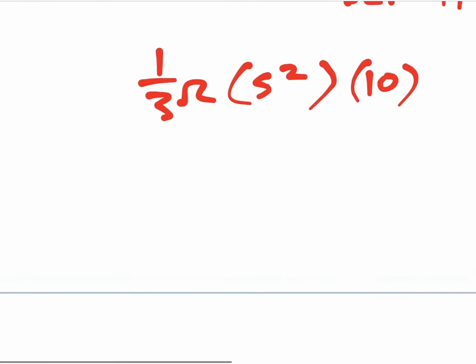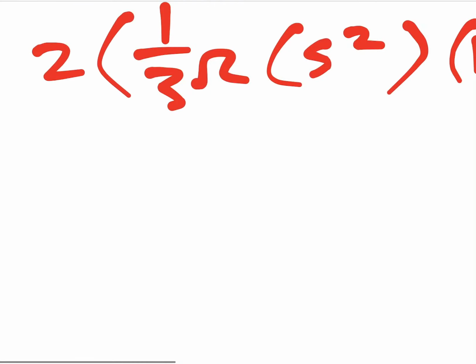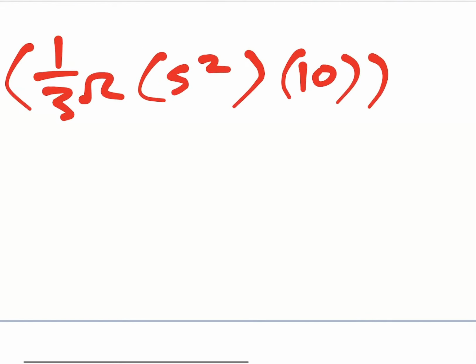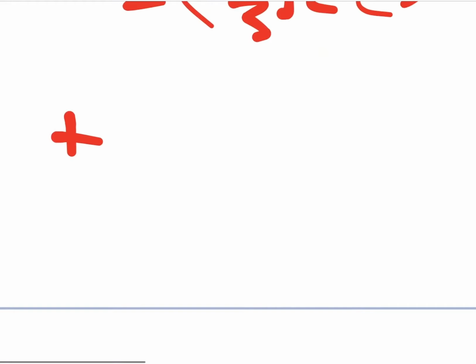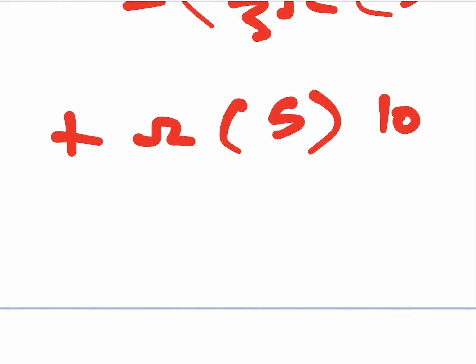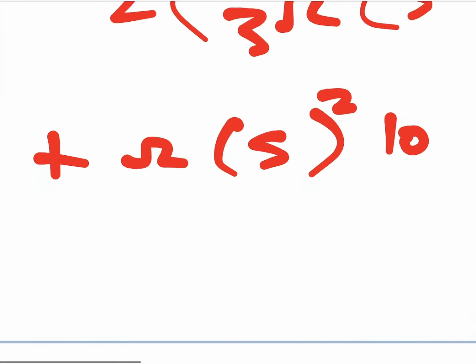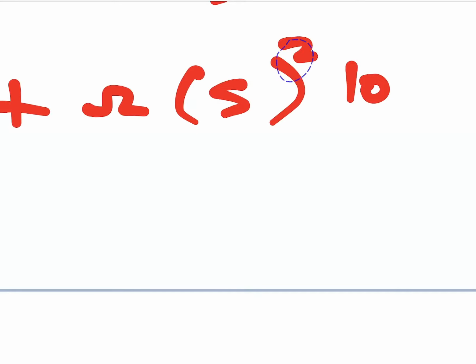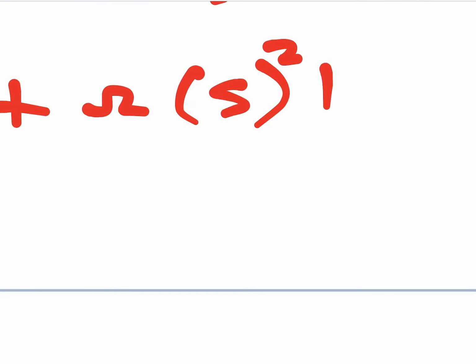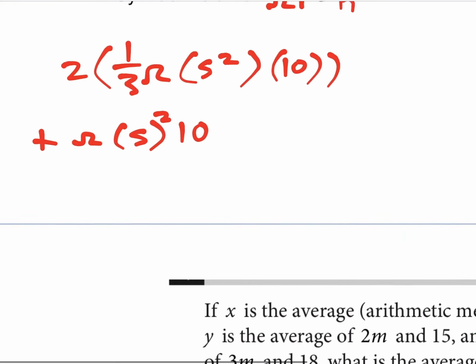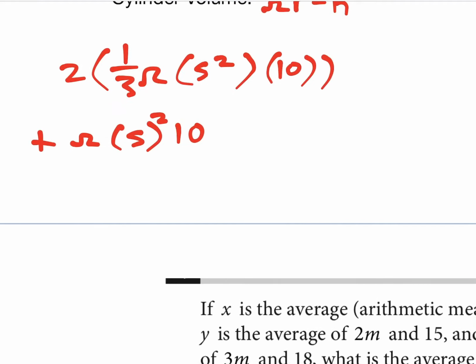And I'm going to multiply this entire thing by 2, since we know we have two identical ones. And then I'm going to add this to the cylinder, which is pi times 5 squared times the height of 10. And so what I'm going to do is just use a calculator for this, since we now have all of the numbers that we need.